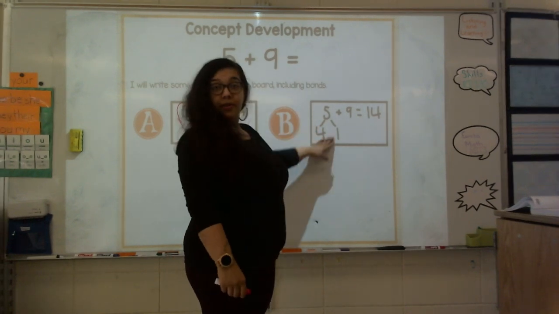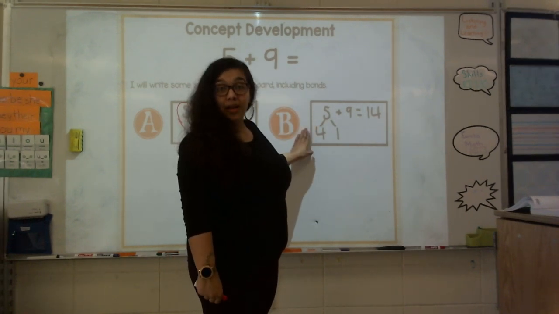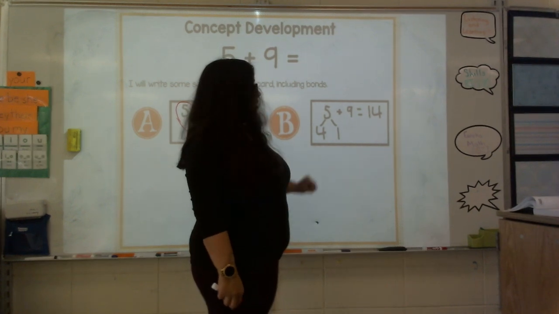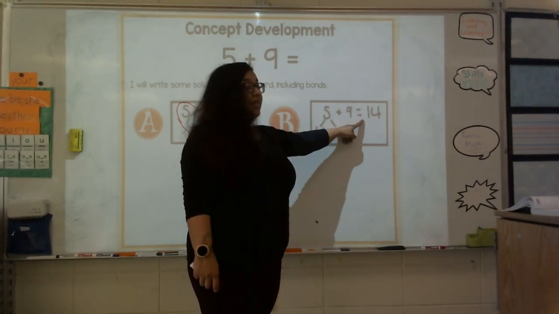Now, this is where most of us are sitting at right now, and that is A-okay. That's A-okay. In this scenario, 5 plus 9 is equal to 14.